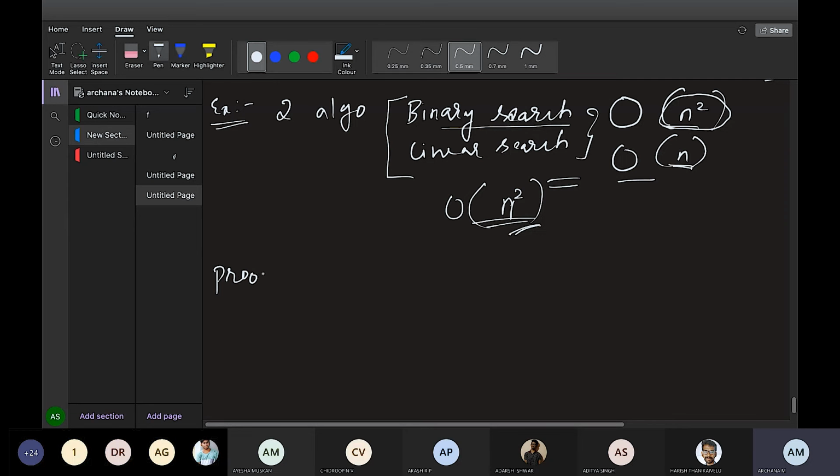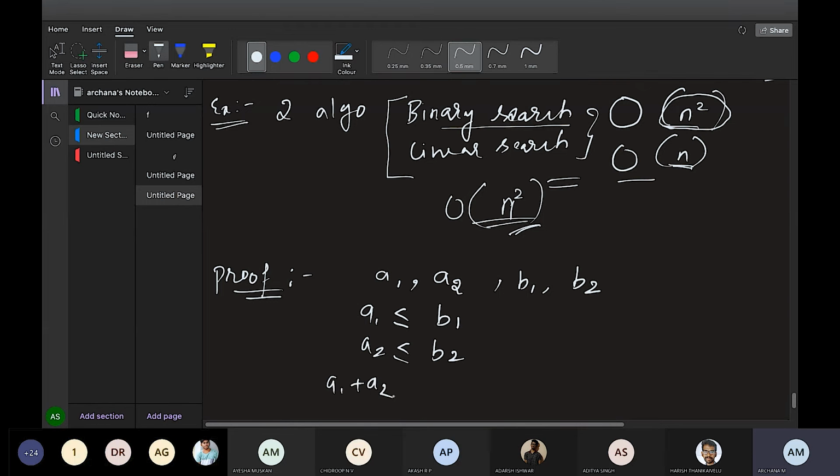Before going to the proof, I'll ask you a simple question. Look here, I'll write one thing. You people have to tell me the answer. A1 and A2, comma B1 and B2. I will take four different variables. I'll write A1 is less than or equal to B1, A2 is less than or equal to B2. Now I will add these two. A1 plus A2 is less than or equal to what? What would be the answer if I take B1 and B2? I have to tell that A1 plus A2 is less than what?